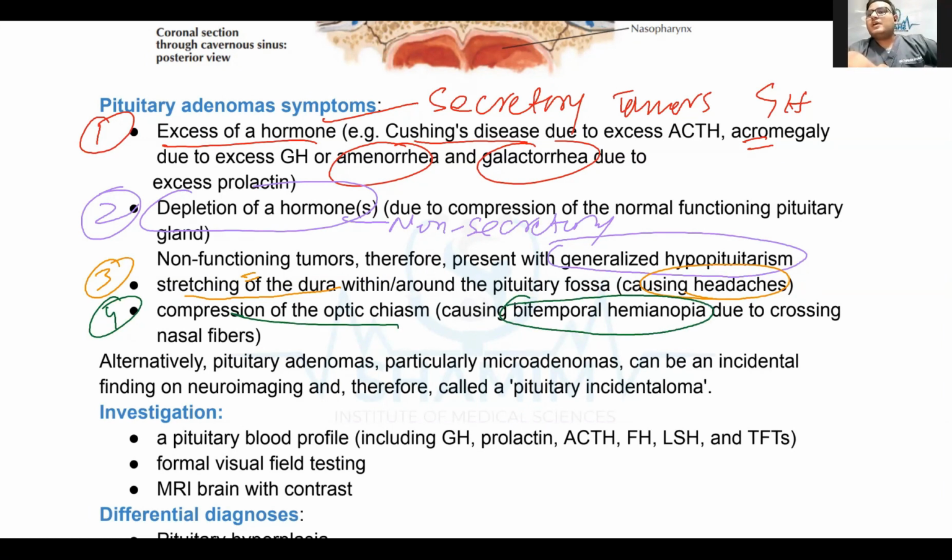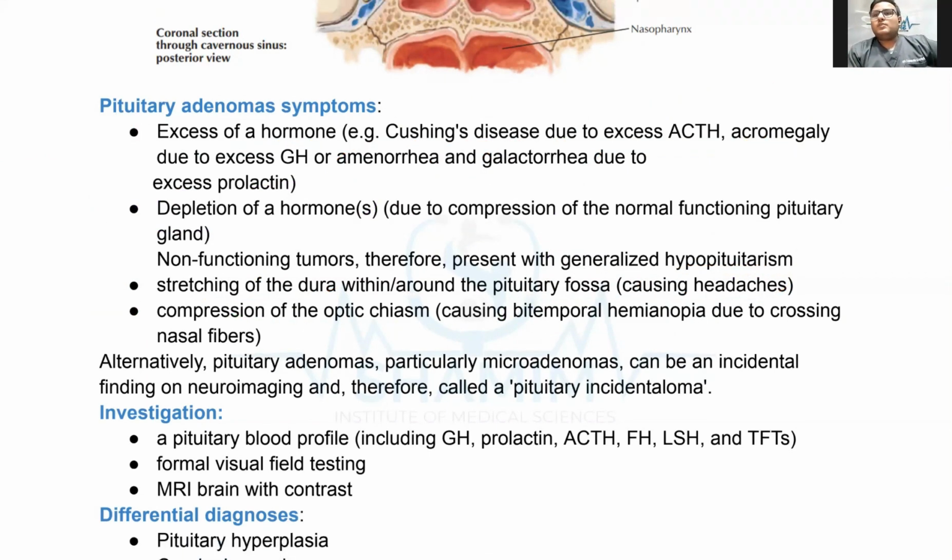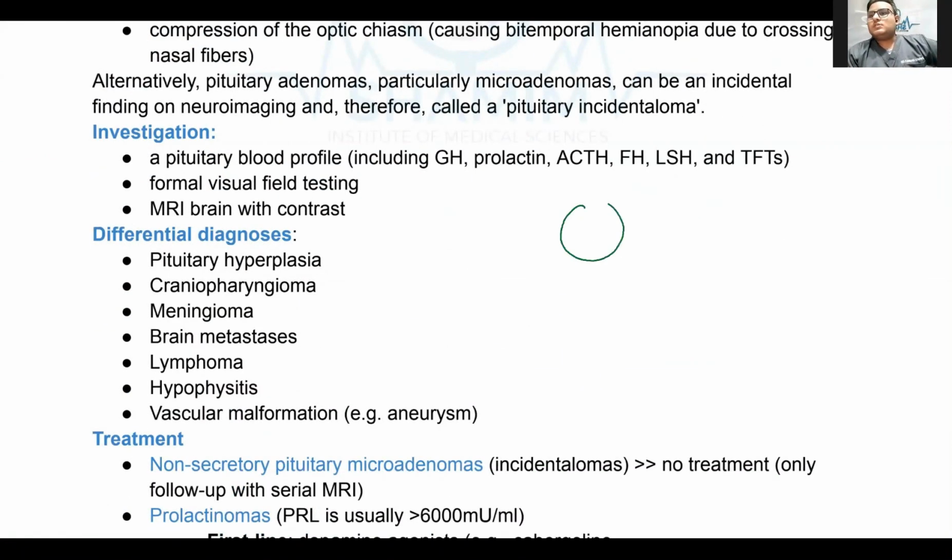hemianopia. What is bitemporal hemianopia? We will study it in detail in our other section, but I can give you a simple overview of what bitemporal hemianopia is. If I make a diagram here, this is the right eye, and this is the left eye. There are different tracks that are coming. I will make this red from this side, and I will make this black from the nasal side. The nasal side is black, and the temporal side is red.